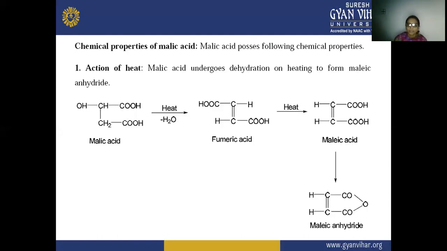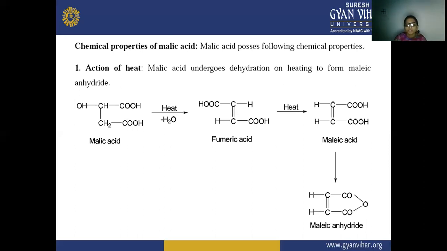Next are the chemical properties of malic acid. Malic acid possesses the following chemical properties. First is the action of heat. By the action of heat, malic acid gives a different product. Malic acid gives malic anhydride. As you can see, malic acid undergoes dehydration on heating to form malic anhydride, meaning there is a removal of a water molecule from malic acid.